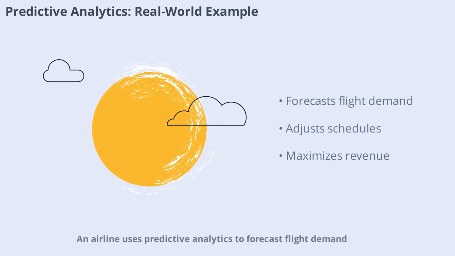An airline uses predictive analytics to forecast flight demand. By analyzing historical booking patterns and external factors like holidays, they can predict which routes will be most popular. This allows them to adjust schedules and pricing, maximizing revenue and customer satisfaction.